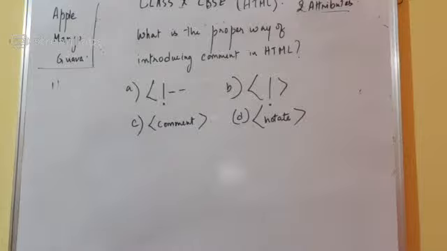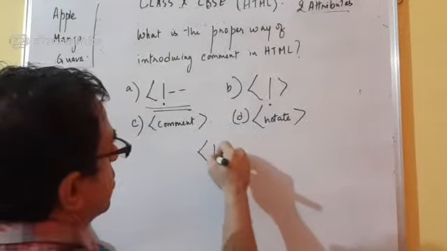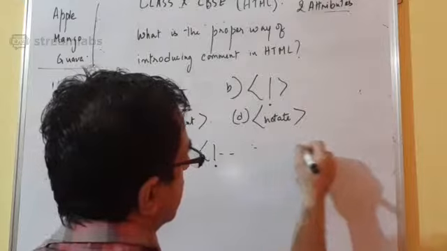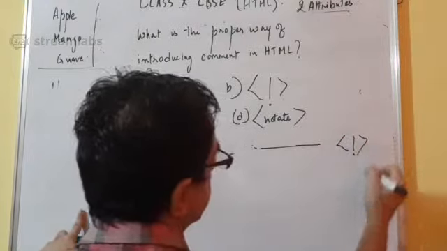So you knew that comment in HTML, this is the correct way. So how do you start it? You start something like this, and then whatever sentence you want to represent, you write that sentence, and then at the last you just close it like this.